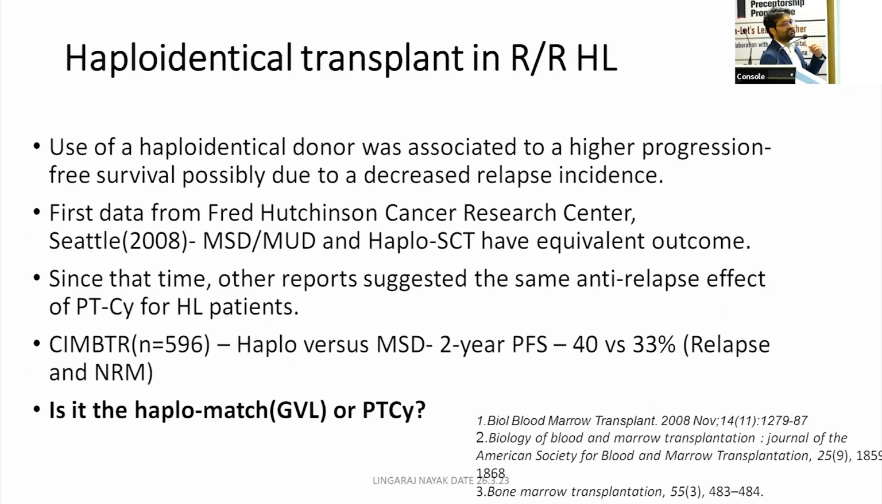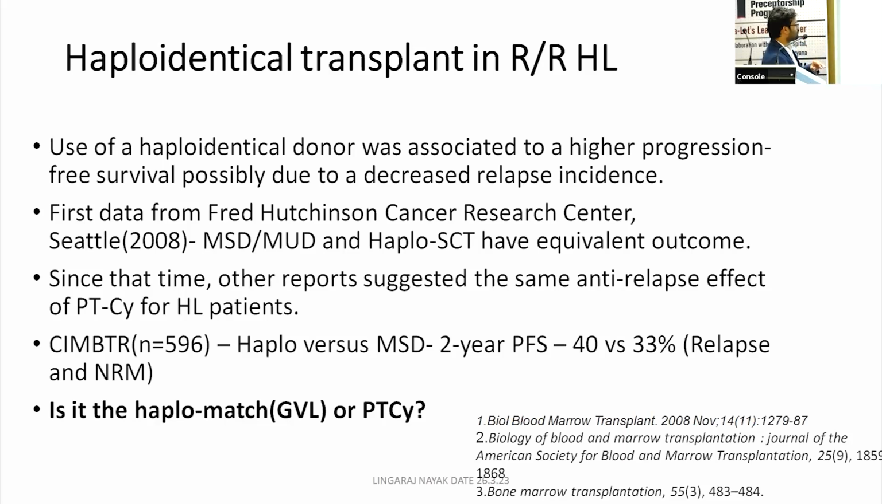But I will just briefly touch on what the paradigm is like. Lately, there are multiple data showing that haplo gives something beyond 40%, right? So 40% with matched sibling, 40% PFS. If you do haplo, you get 60%, right? So these are the multiple retrospective data.